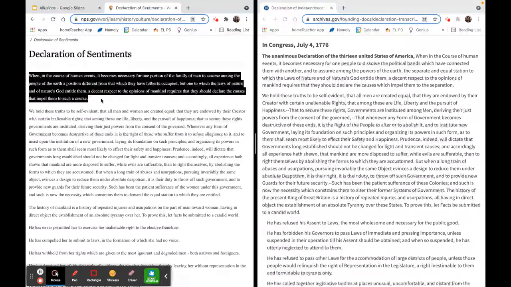The first paragraph of Stanton's work follows the form of the founding fathers' work. "When in the course of human events it becomes necessary for one portion of the family of man to assume among the people." And then we can go over here to the Declaration of Independence on the right side. "When in the course of human events it becomes necessary for one people to dissolve the political bands which have connected them with another." Now, this isn't a direct word-for-word copy and paste. Elizabeth Cady Stanton did not plagiarize the Declaration of Independence, but she did paraphrase it.